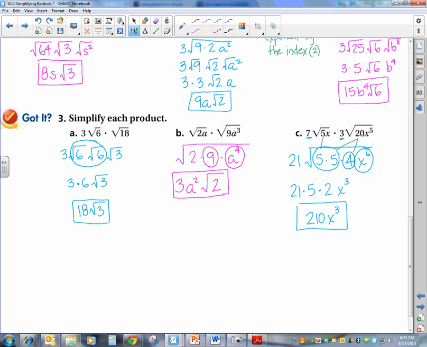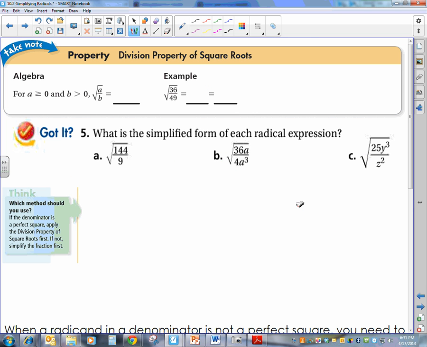Okay, so that's multiplication. Let's talk about division. In a similar fashion, the square root of a over b is equal to the square root of a over the square root of b. So if I have the square root of 36 over 49, that is equal to the square root of 36 over the square root of 49, which equals 6 over 7. So you can simplify the parts.